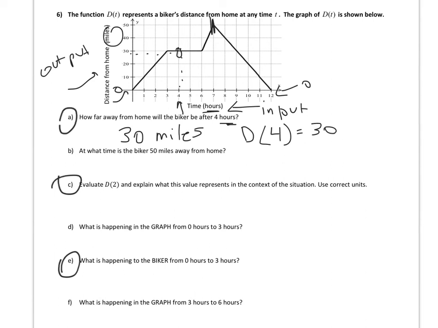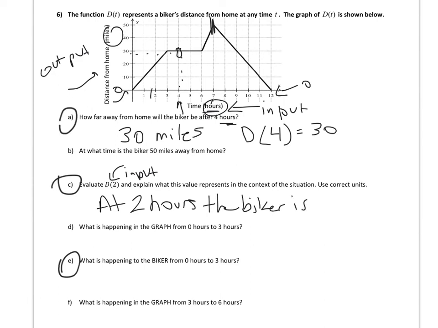Question C. Evaluate D of 2 and explain what it represents in the context. Use the correct units. So we're talking hours and miles. Well, if 2 is the input, and that's talking about hours, so at 2 hours, the biker is, we have to figure out the output. Well, let's find 2 hours right here, go up to wherever it intersects, and that is 20 miles from home.